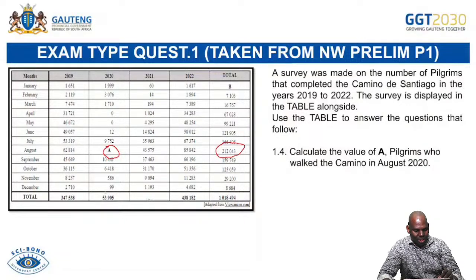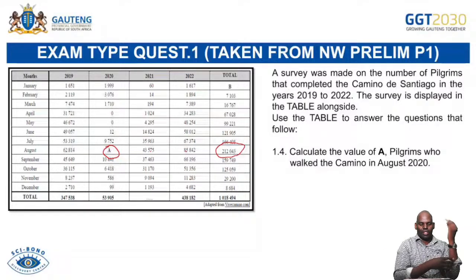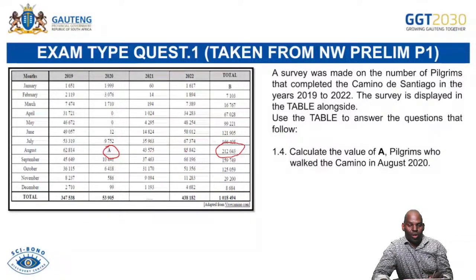Okay, you take 53,905 and you subtract all these values. Or in this case, you take 212,043, you subtract 1, 2, 3 values, because at the end of the day, 1, 2, 3, 4 values must give you this value. At the end of the day, 1, 2, 3, 4, 5, 6, 7, 8, 9, 10, 11, 12. If you add all of them, they must give you this. Okay, so in this case, I'll choose the easiest way, but if you want to do it the other way, that will also be correct.